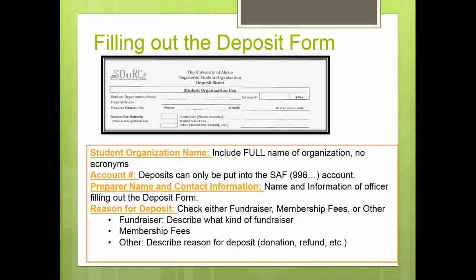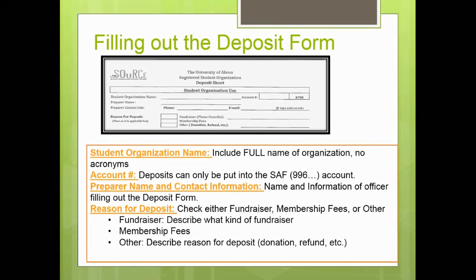Begin by filling out your full student organization name on the indicated line. Please don't use any acronyms. Next, fill in the account number. The only account you can deposit money into is the SAF account. If you do not know your account number, one of the source liaisons will happily look it up for you. Also include your name and contact information.